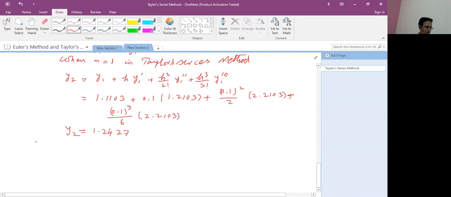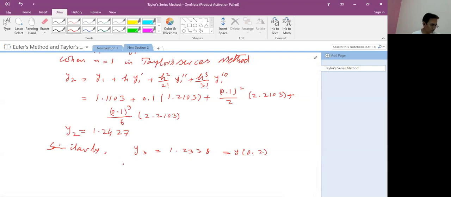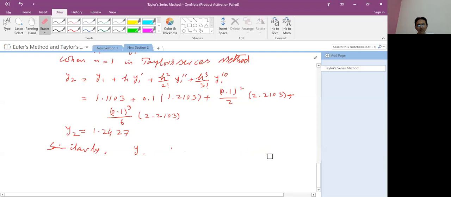Similarly, if we apply the condition and put n is equal to 2, what is y3? y3 is equal to 1.2338, which is called y of 0.2. So the answer is, student, 1.2338.